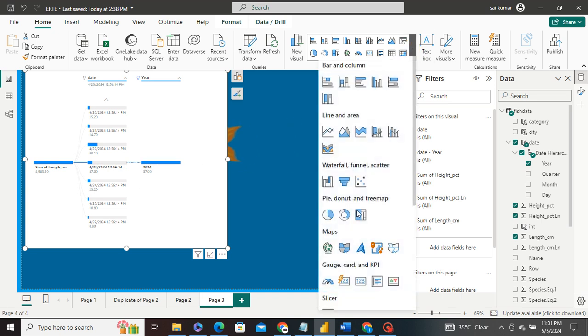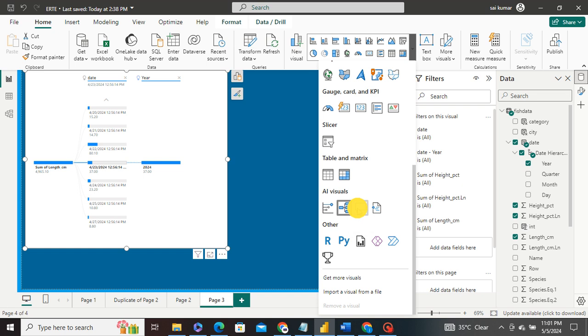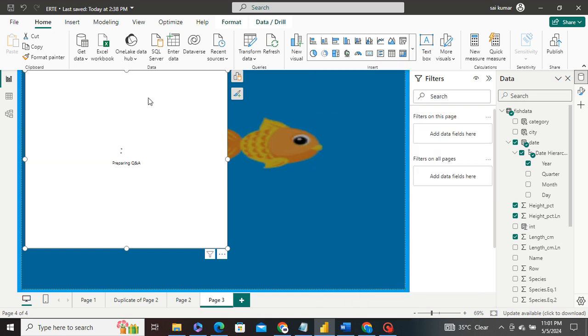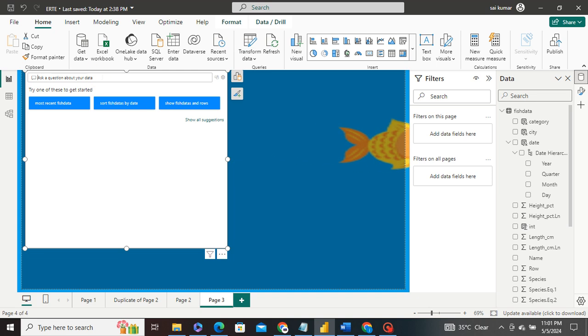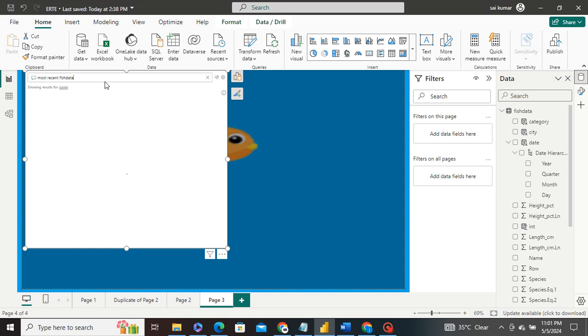Next, Q&A, question and answer. Q&A is a natural language querying feature in Power BI. It allows users to ask questions about their data using plain language. Users can type or speak their questions in natural language, and Power BI's Q&A engine interprets the query, generates visualizations or tables based on the data, and presents the results dynamically.